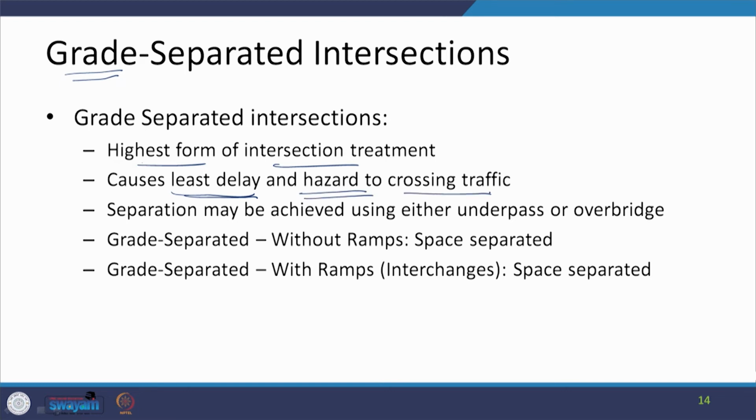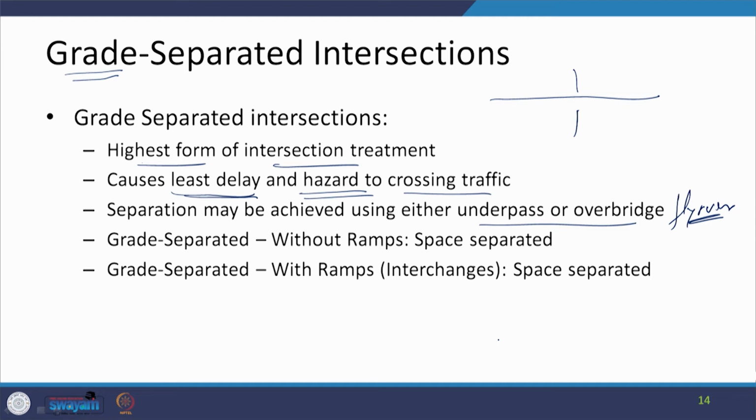Now, this separation which we are talking about here can happen in different forms. Say one road is going at this level and another road which is crossing is coming from the other direction, and that is going either from the bottom of it or from the top of it. Depending on that, there can be an underpass or there can be an overbridge, or what we can also see as, say, flyovers can also be there. So, this can be the way that separations can be created.